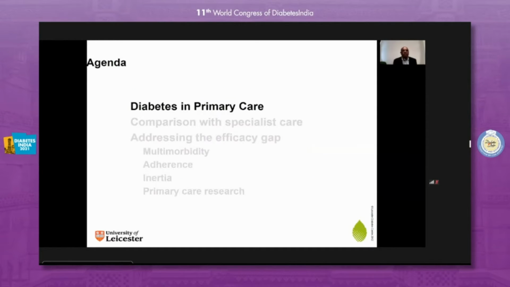Right, so I'm going to be talking about implementing guidelines in the primary care setting, and I will consider the topic under the following items on the agenda. First of all, I will talk about diabetes in primary care, and then I'll move on to talk about comparisons between primary care management of type 2 diabetes with specialist care. And then finally, I'll move on to addressing the efficacy gap, and I'll address the causes of this efficacy gap.